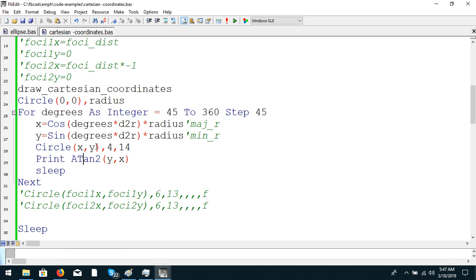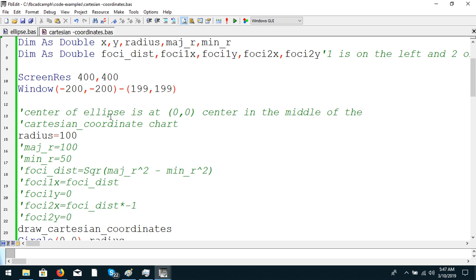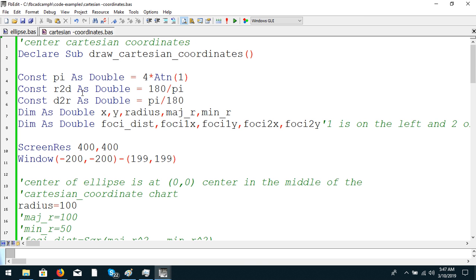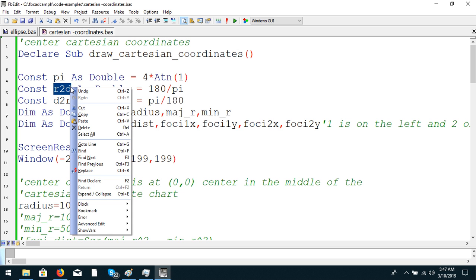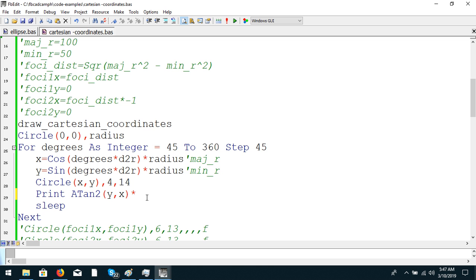Okay, let's see here. So I'm going to print the arctangent 2 y comma x. I don't know why they did it y comma x, but they did. Everything else is x comma y, but with this one it's y comma x. And of course I need to multiply this times what do I have up here? I want radians 2 degrees. Copy, paste.